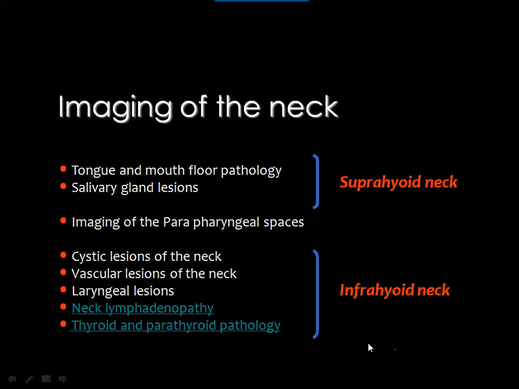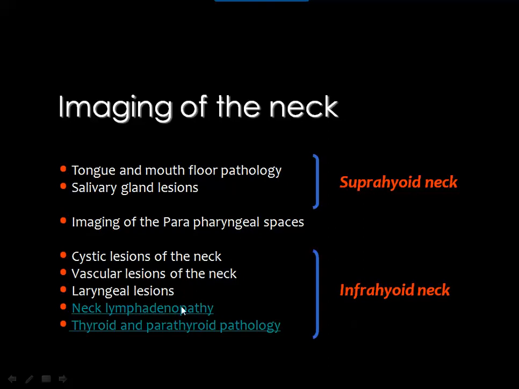Also, sometimes we may use the facility of MR angiography to show the flow within the vessels. This is the anatomic divisions of the neck. And you remember the suprahyoid neck, we have dealt with the anatomy and pathology of the tongue and mouth floor. Then we discussed the issue of salivary gland lesions, and the paropharyngeal space is discussed as a separate entity.